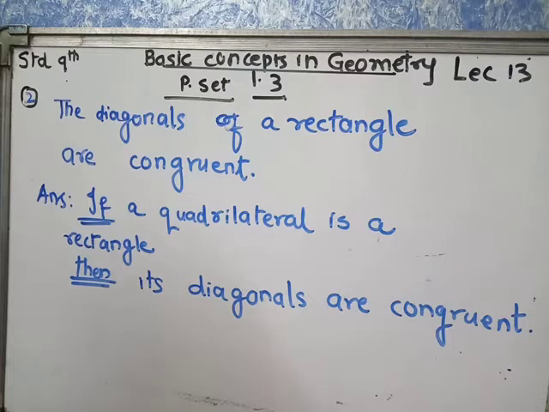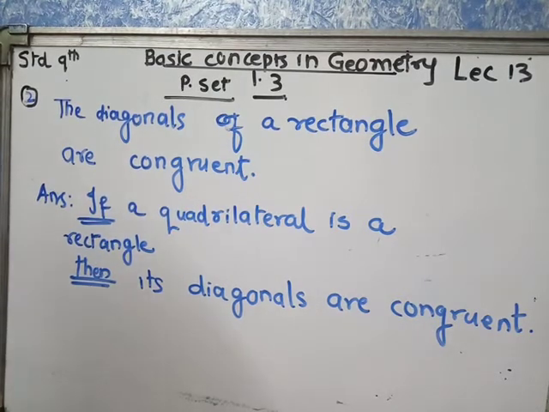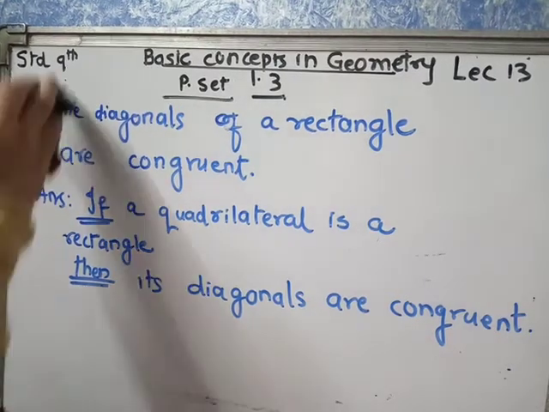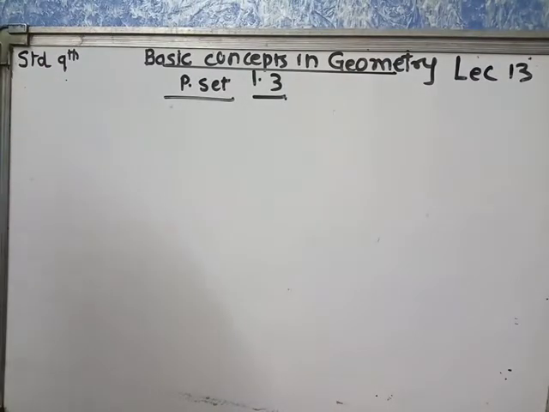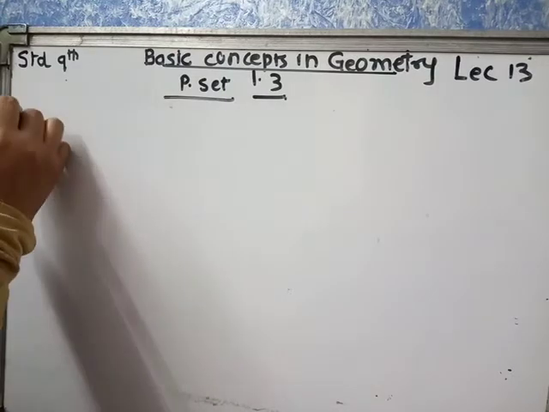There is third sub question in question number 1, which is your homework. Now look at question number 2 of practice set 1.3. In the second question, statement is given. Write converses of the following statement. We have to write the converse of the given statement. Question number 2. The first question is the alternate angles.